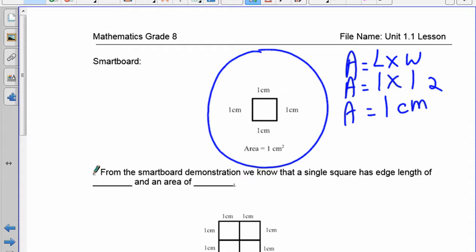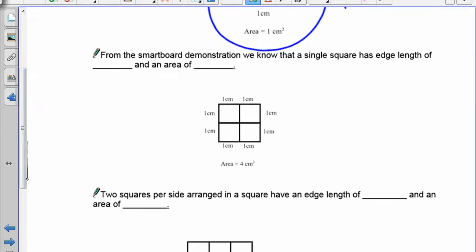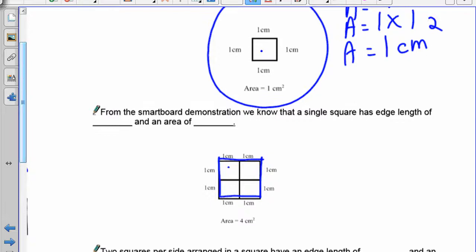Now if I wanted to measure an area, what I do is find out how many of these 1 centimeter squares will fit inside this figure here. So you can see that I've got a rectangle here, which is here, here, here, and here. If I take the 1 centimeter squares and put them down in here, you'll notice I've got 4 of them. So we know that a single square, I got ahead of myself here, a single square has an edge length of 1 centimeter and an area of 1 centimeter squared. Sorry, I forgot about that.